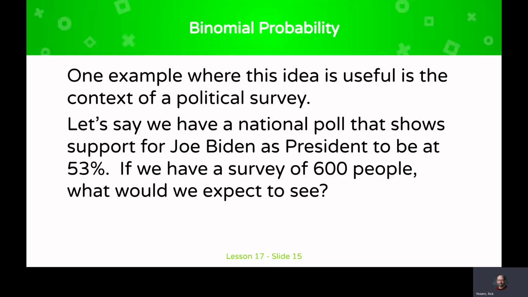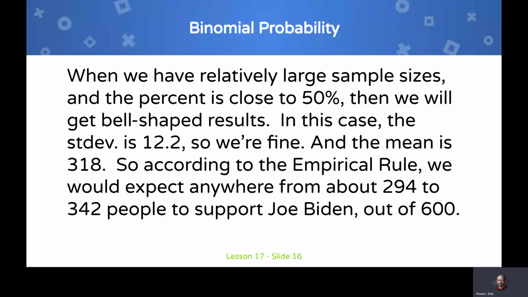One example where this idea is useful is the context of a political survey. Let's say we have a national poll that shows support for Joe Biden as president to be at 53%. If we have a survey of 600 people, what would we expect to see? When we have relatively large sample sizes and the percent is close to 50%, then we will get bell-shaped results. In this case, the standard deviation is 12.2, so we're fine. And the mean is 318.